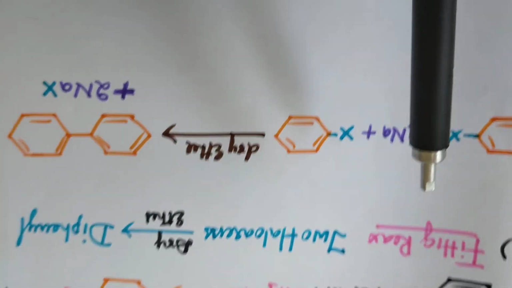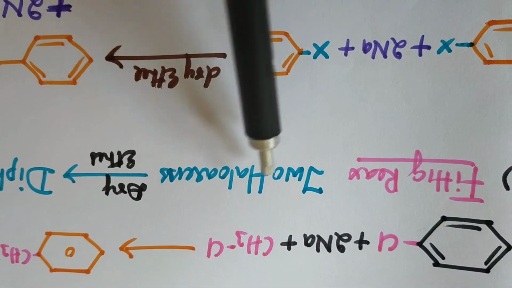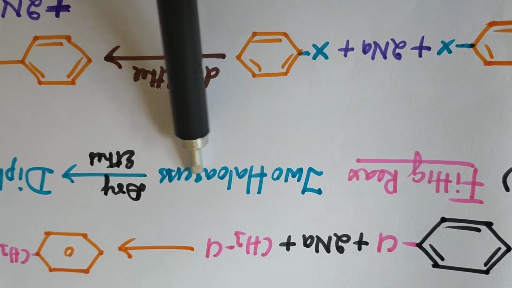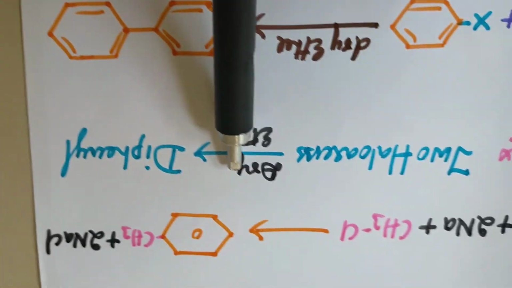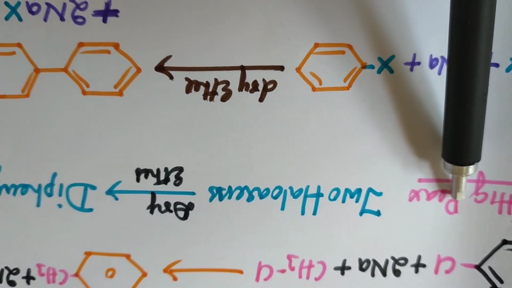Come to the Fittig reaction. What happens in the Fittig reaction? In the Fittig reaction, two haloarenes react with each other in the presence of dry ether. They form diphenyl. Diphenyl is the product of the Fittig reaction.